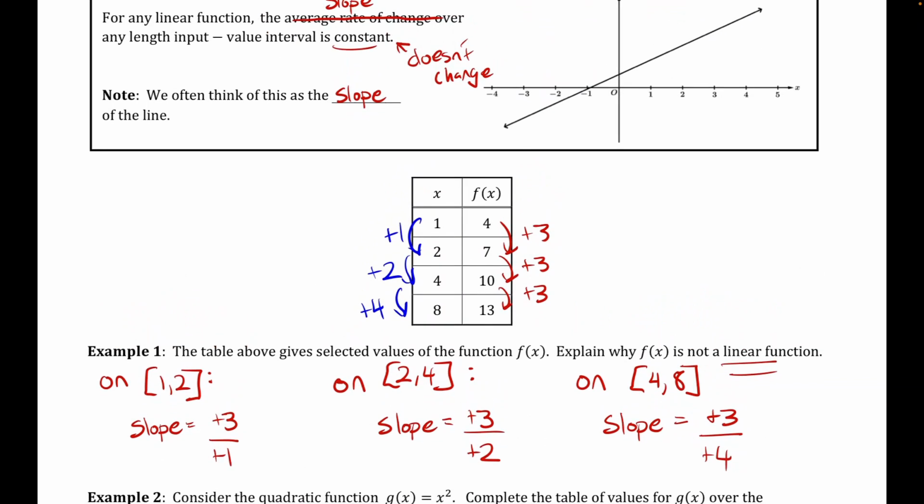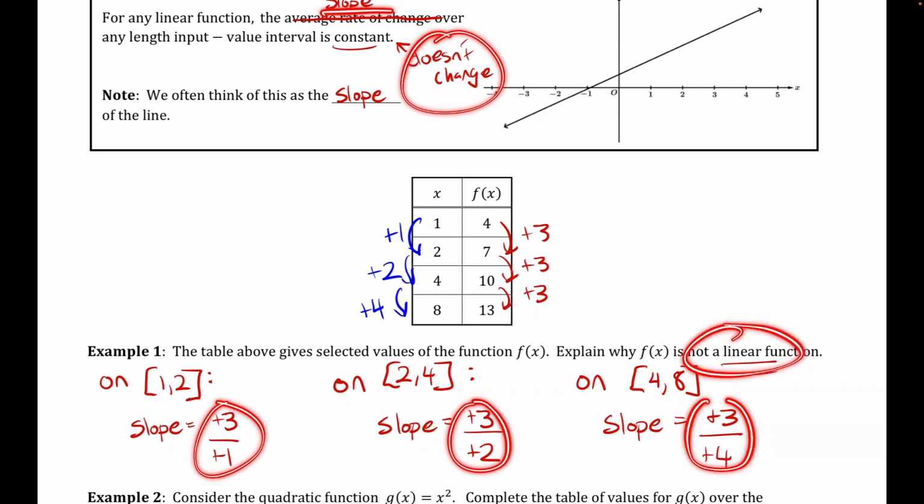The definition up here, I'm just using the definition. The definition, the slope doesn't change. The slope here did change, therefore it's not linear.